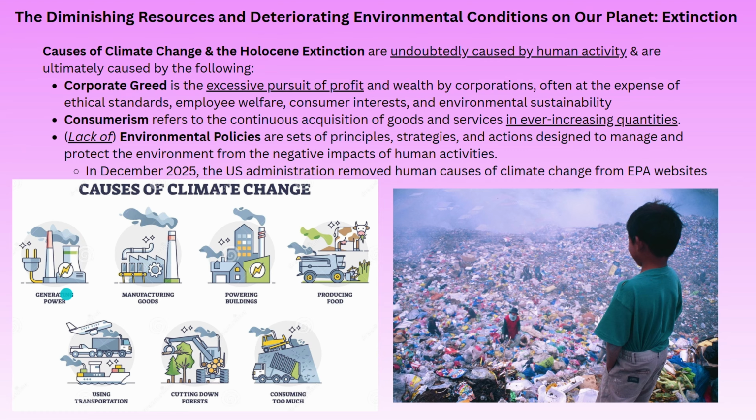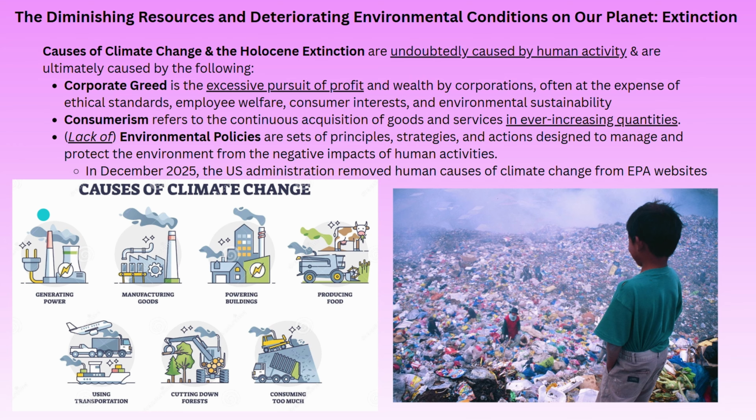And so, in the creation of power, in manufacturing goods, in powering buildings, in producing food, using transportation, cutting down forests, and consuming too much. These are all direct causes that a single species is having on the entire planet. I hope now that everyone is starting to understand that if we continue with how we are doing things today, we are not going to make it to the next century, let alone have a hospitable future for our future generations. We're all connected to nature, and what we do today will shape the future for thousands of years.